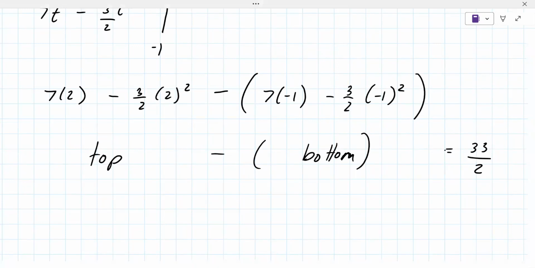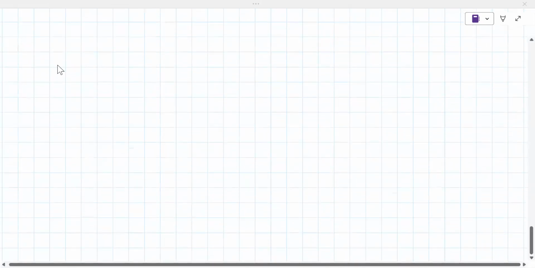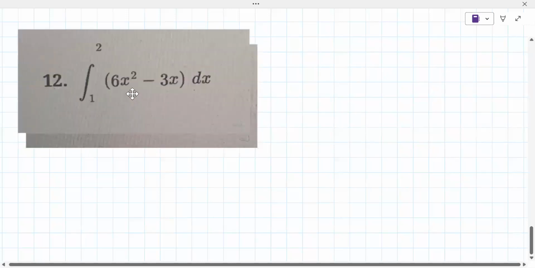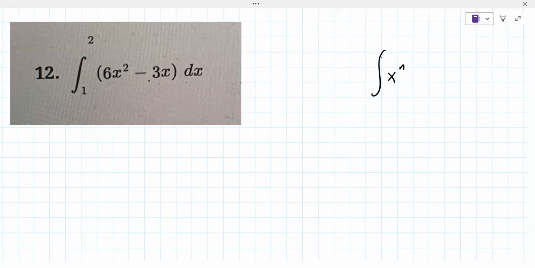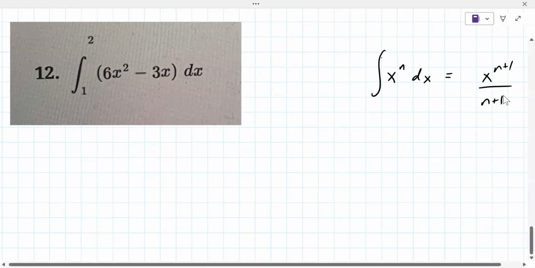Let me do another one here. Let me do number 12, and then I'll have you do one on your own. So number 12 here. The first thing you should notice is it's a definite integral. It's got bounds, a lower and an upper bound. And so you have to find the antiderivative of each of these, and it's the same one. X to the n dx always becomes x to the n plus 1 over n plus 1. You add 1 to the exponent, you divide by the new exponent. If there's a constant, the constant comes with, meaning the coefficient, like a 6 in this case.